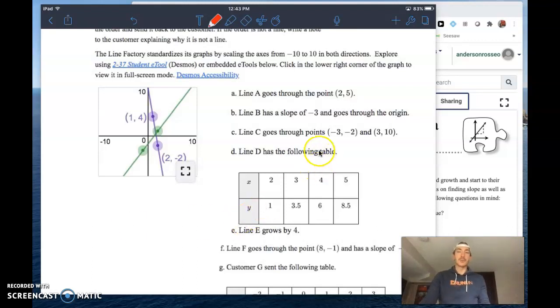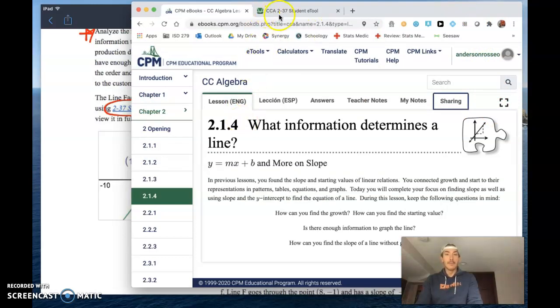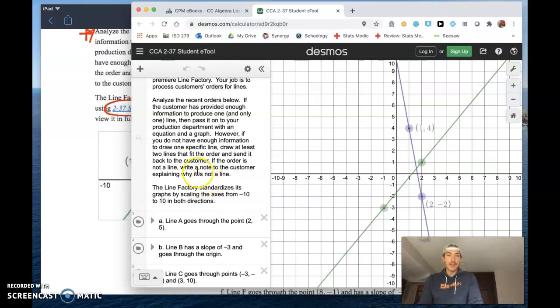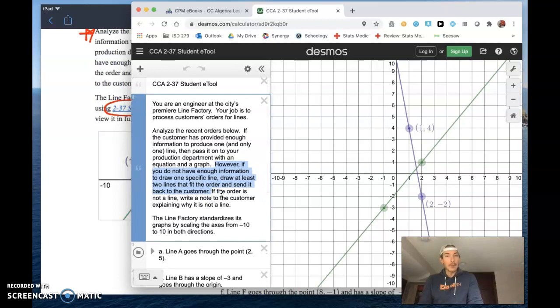And this Desmos activity is great. You can click on this 2-37E tool in your textbook, and that will allow you to pull up exactly what I have right here. So I click on the 2-37E tool. This language right here is the exact same thing in the text. And the thing I'm going to highlight is this part right here. If you do not have enough information to draw a line, we're going to talk about two lines that fit that order, and we're going to explain why we don't have enough information.